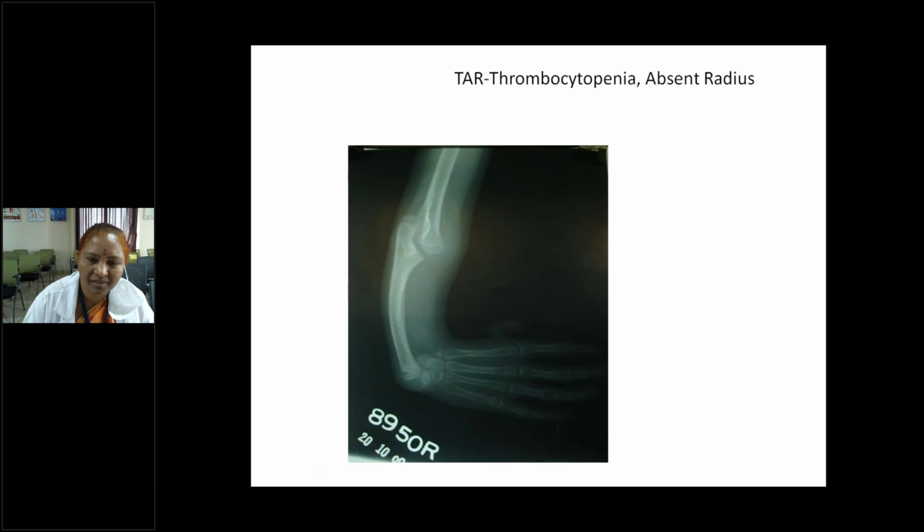So here is the upper limb X-ray: upper arm, forearm and hand. Are you able to see any abnormality? Usually in the forearm, how many bones should be there? Ulna and radius should be there. Yes, ma'am. So the radius here is absent, and also you can see only 4 metacarpals, so the thumb is also absent. So this is thrombocytopenia absent radius syndrome. Usually they will present with thrombocytopenia. It's a congenital malformation. We call it TAR syndrome.